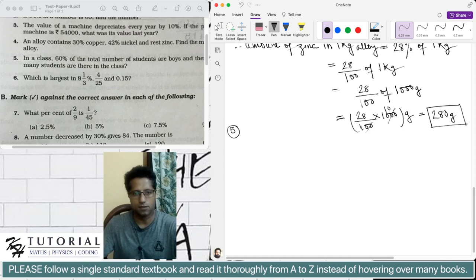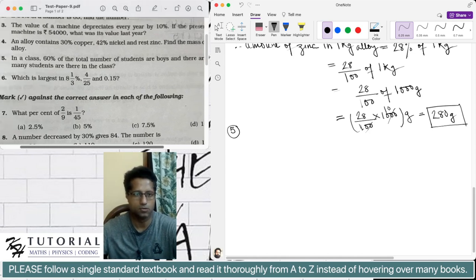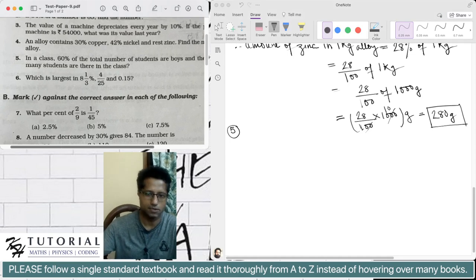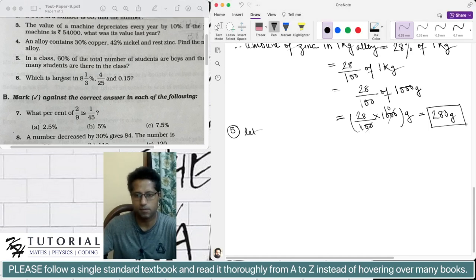In a class, 60% of the total number of students are boys and there are 14 girls. How many students are there in the class? So it is asking what is the total number of students, that is the number of boys plus the number of girls. So let us assume, let total students be X.